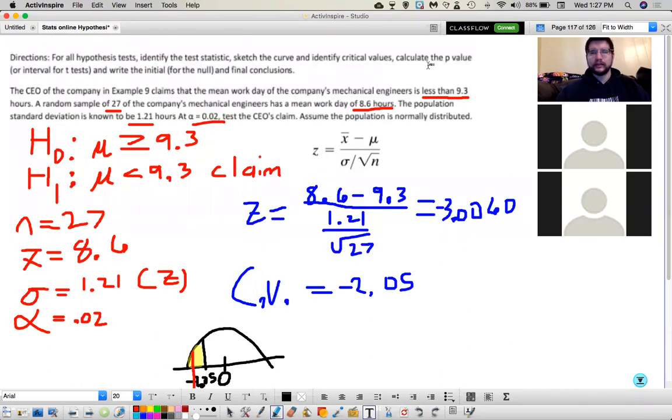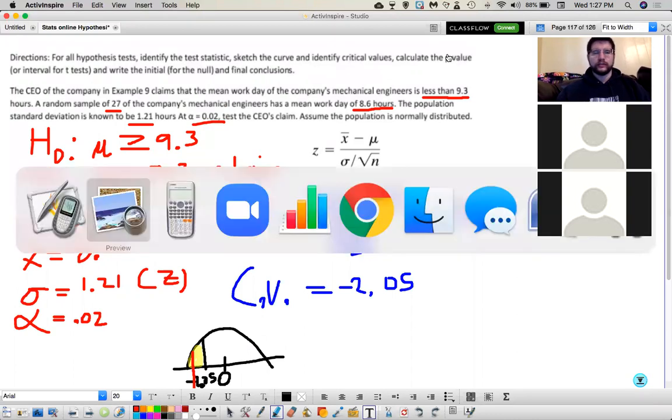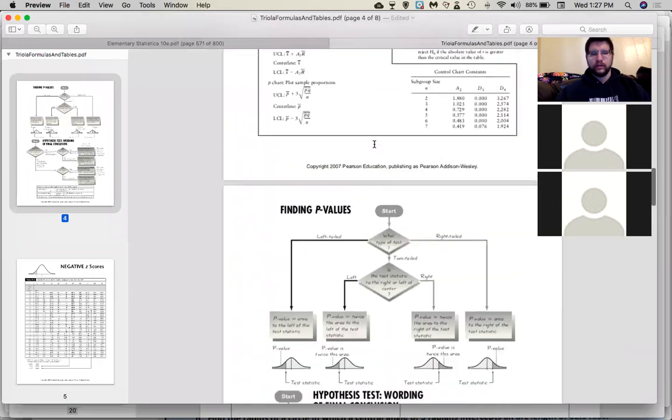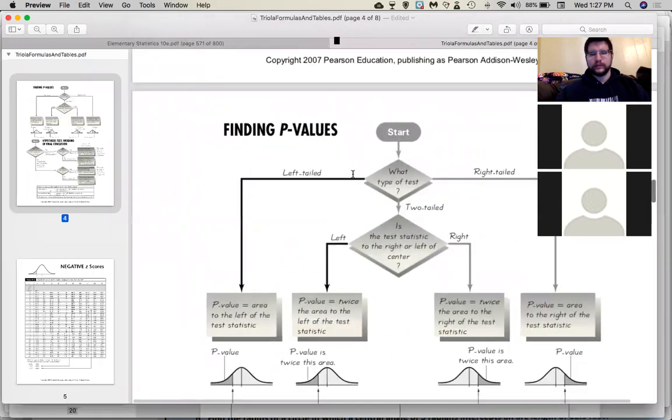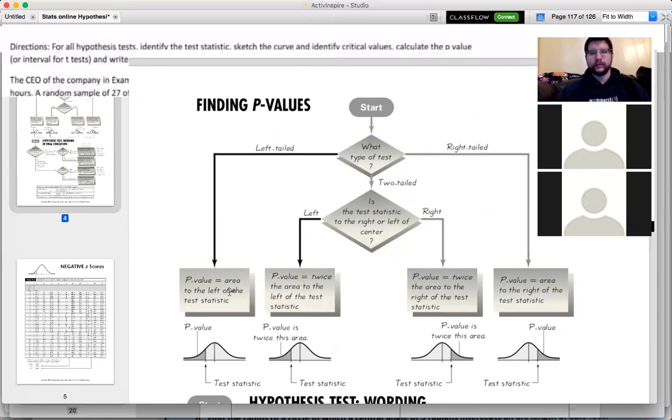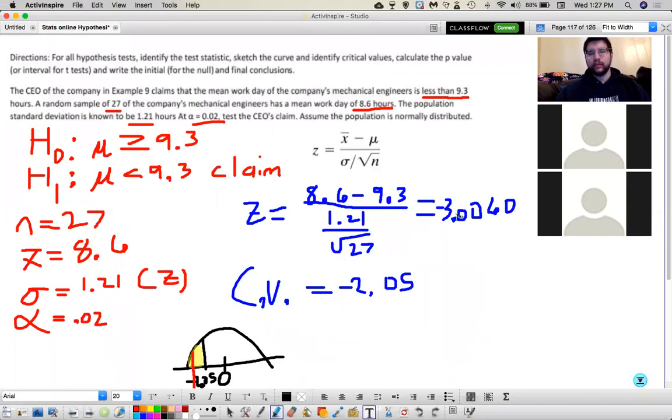That is the initial conclusion for the null. We're going to reject the null. Now we also need to get the p-value from this. So I'm going to go to our finding p-values flow chart. What kind of tail do we have? Left-tailed. Find the area to the left of the test statistic. Easy enough. The test statistic is negative 3.01 if we round to 2 decimal places.